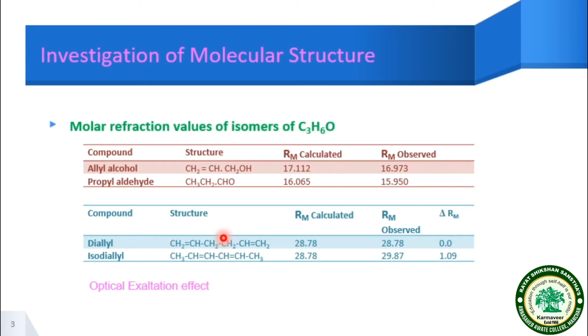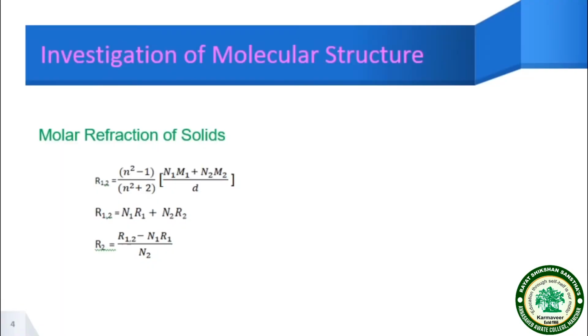That is important here. As far as the double bonds are concerned, the expected values are supposedly the same but the observed are higher, and this is known as the optical exaltation effect. So from these examples we have proved how molar refraction is partly additive, not fully additive, partly additive and partly a constitutive property. So this we consider here.